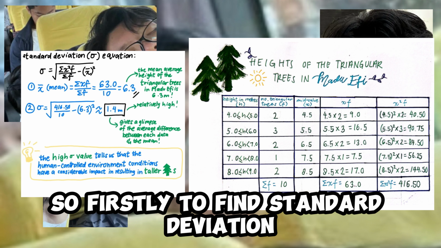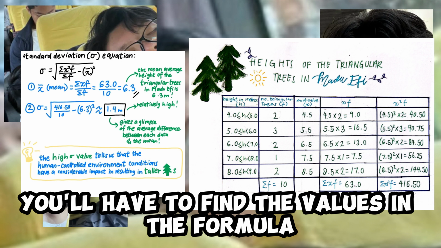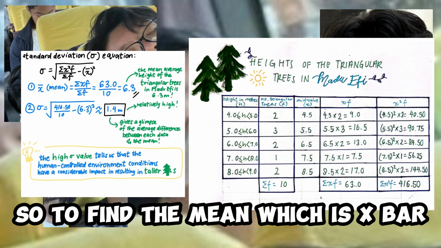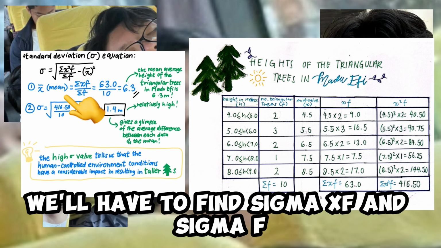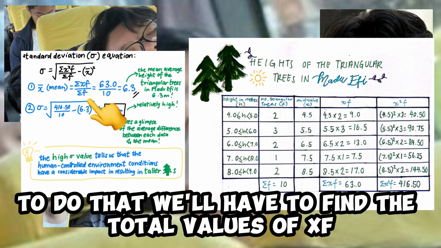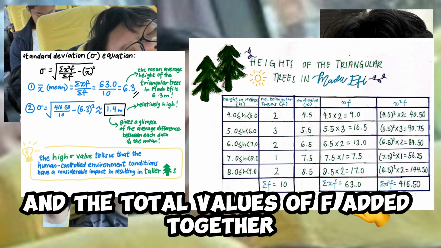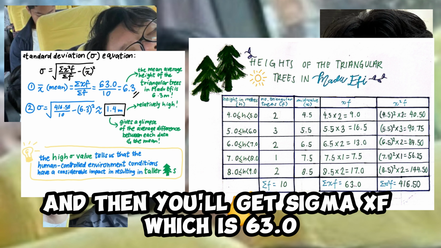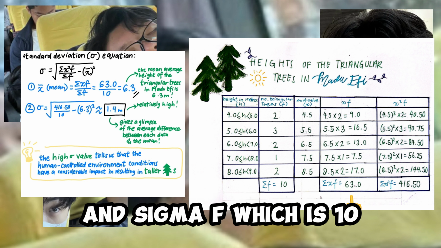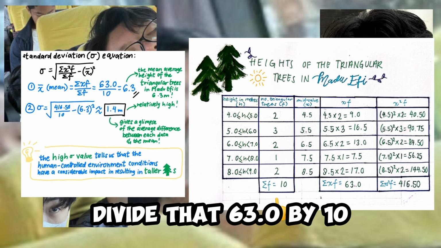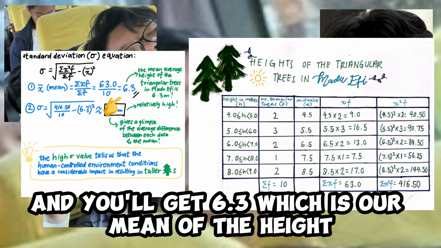So firstly, to find standard deviation, we'll have to find the values in the formula. To find the mean, which is x bar, we'll have to find sigma xf and sigma f. To do that, we'll have to find the total values of xf and the total values of f added together, and then you'll get sigma xf, which is 63.0, and sigma f, which is 10. Divide that 63.0 by 10 and you'll get 6.3, which is our mean of the height.